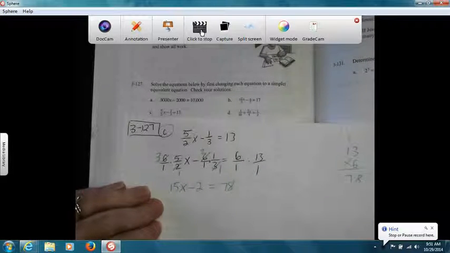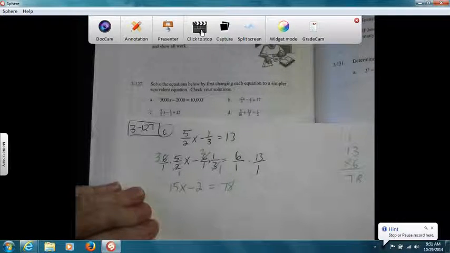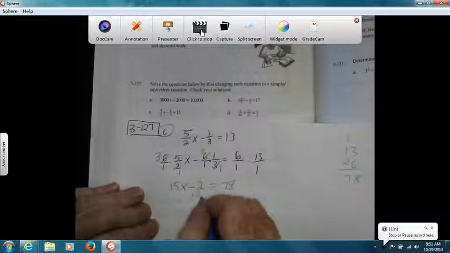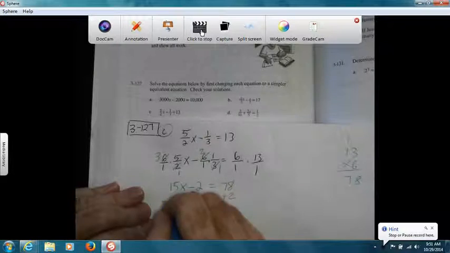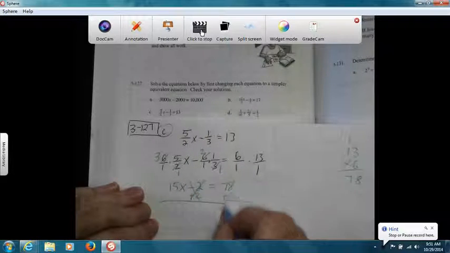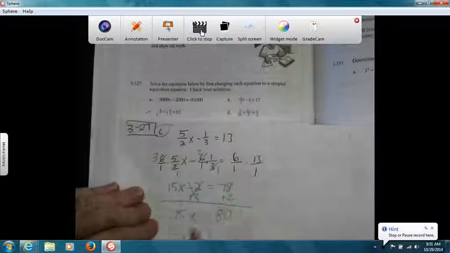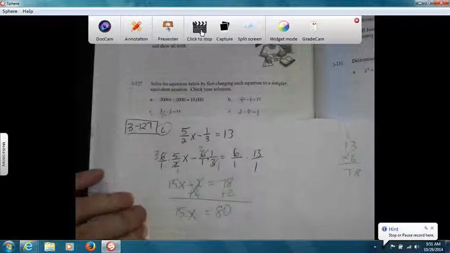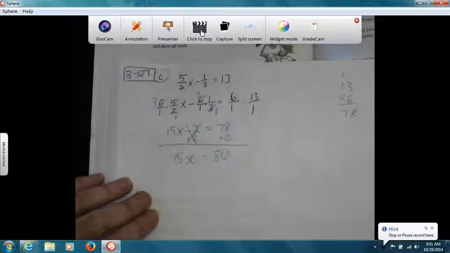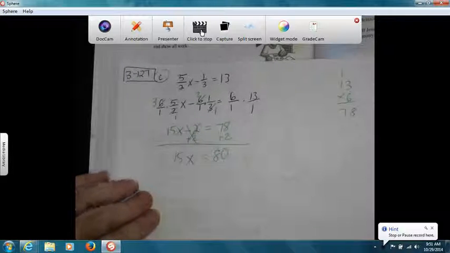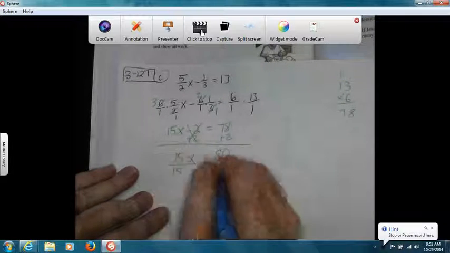And then who knows what to do next? I know Cody does. Anybody else? What, Sam? Bring it to the other side. Yeah, you can think of it as bringing it to the other side, or adding it to the other side, or adding it to both sides is how I usually think of it. There's 80, and there's 15x, and then what's the last thing we do, everybody? Huh? Divide by 15. Yes, divide by 15. Everybody knew that, I think.